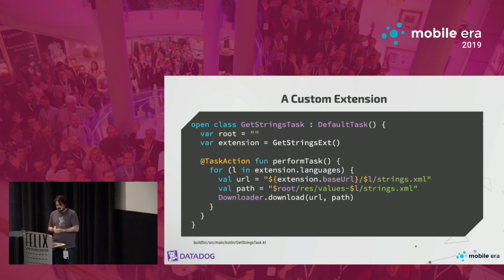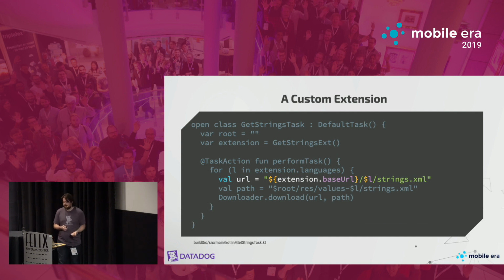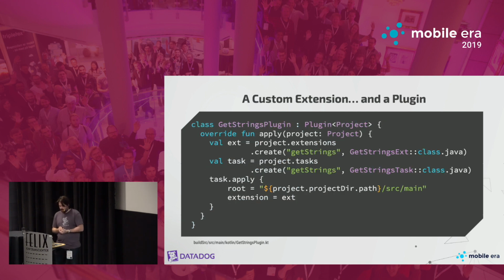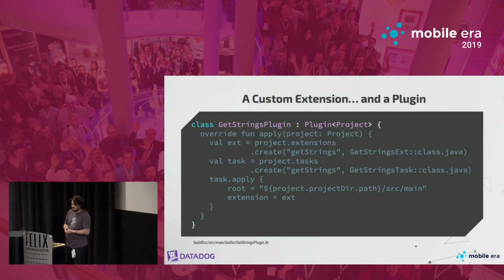And then we're going to update our task. So the update is mainly we're going to depend on having an instance of this extension here, and we're going to use it to configure the way we fetch the URL and the way we iterate over the languages. And then we can create a plugin. So a plugin, to create it, you just extend the default plugin class that simply says, okay, I can do something with a project, which has a single method you need to override, which is apply.